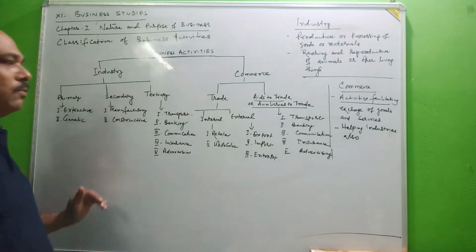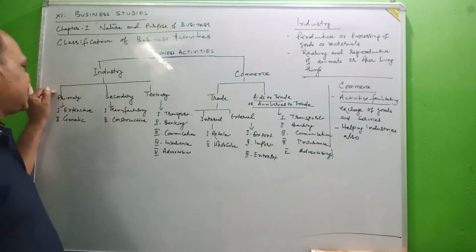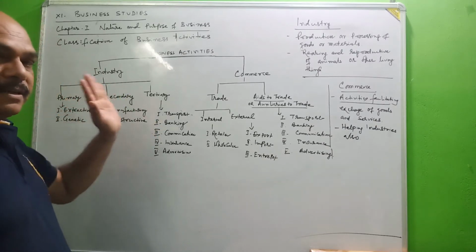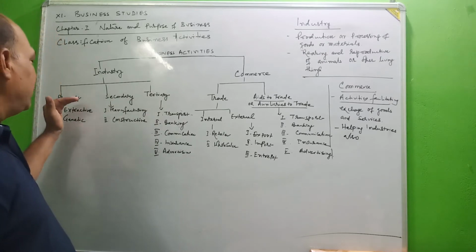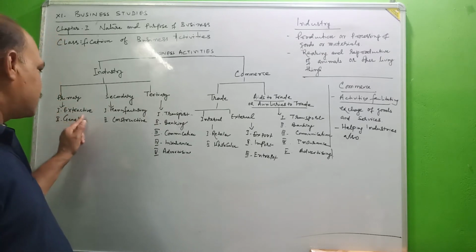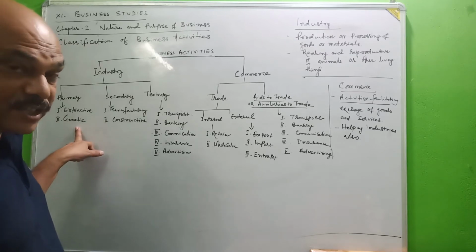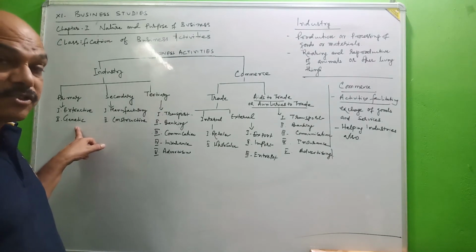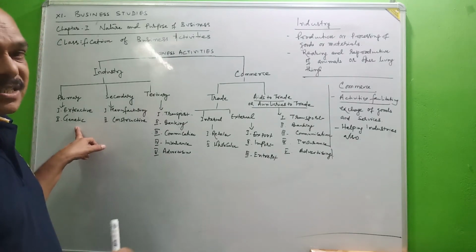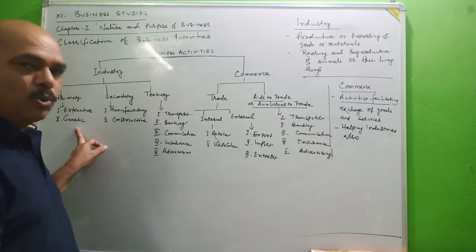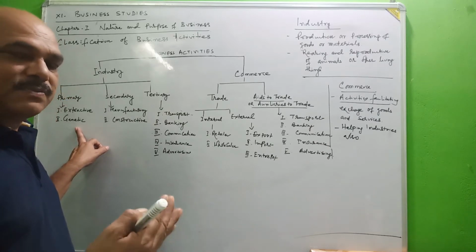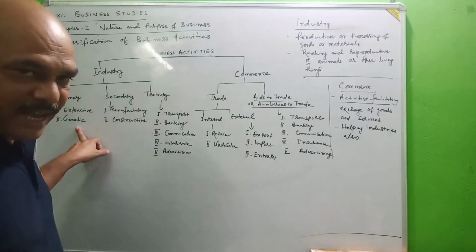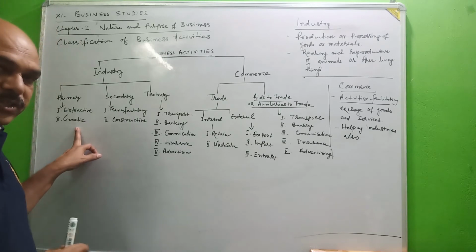Now come once again to the industry part. Industries are classified in three categories: primary, secondary and tertiary. Under primary, there are extractive and genetic. What is extractive? Extractive industries means when natural resources under the earth are extracted to get something, like coal mining and iron ore mining. They are raw materials, respectively, for thermal power and for the iron and steel industry. You can say extractive industries.